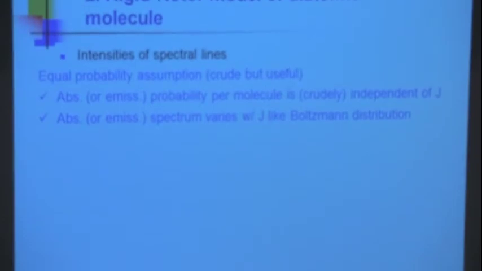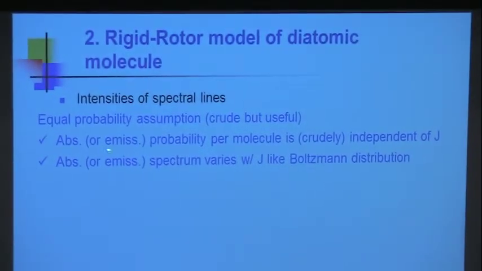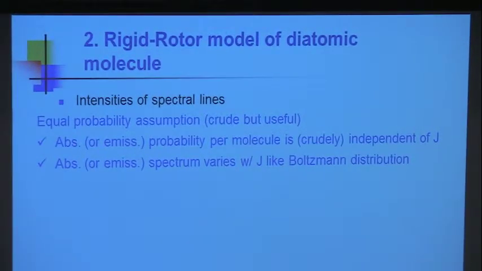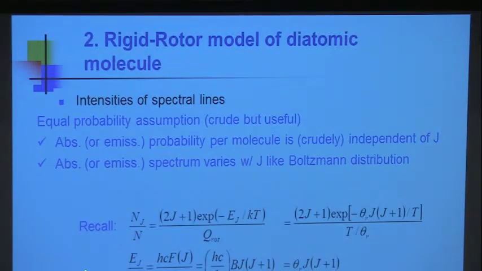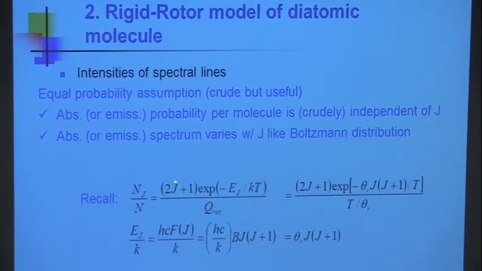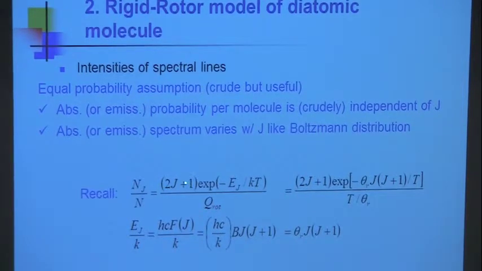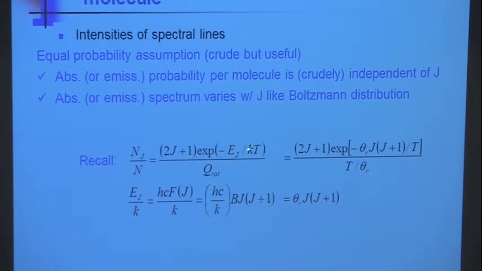Now, I have an approximation I use. It's a crude approximation. It says that the absorption or emission is mostly dependent only on the relative populations in J. So in other words, the Boltzmann distribution immediately will tell me what the spectrum, the strength of the lines will be. So remember from the Boltzmann distribution, the fractional population in J is so-called degeneracy, which for rotation is 2J plus 1, e to the minus energy over kT divided by Q.